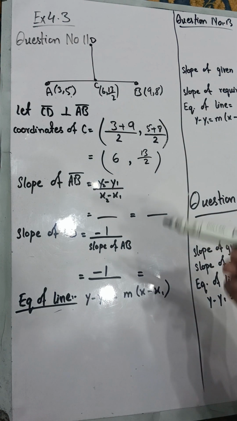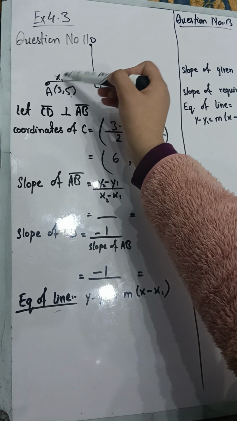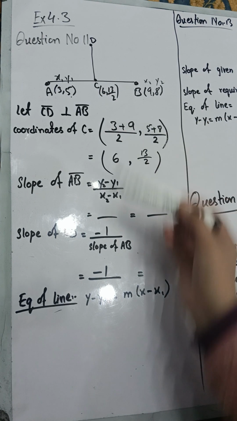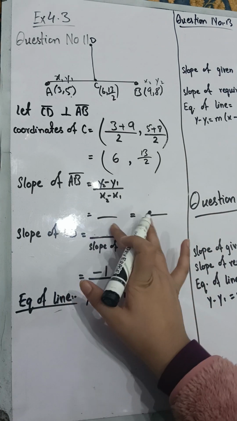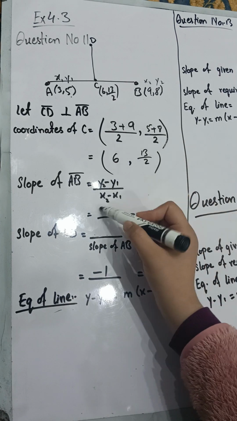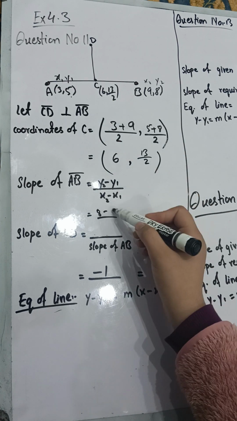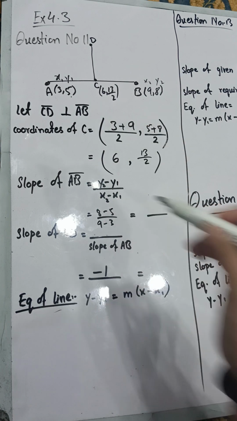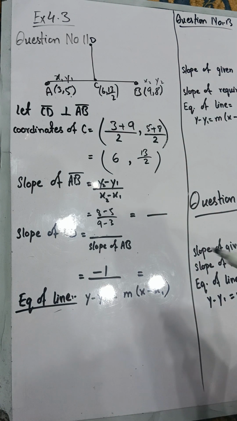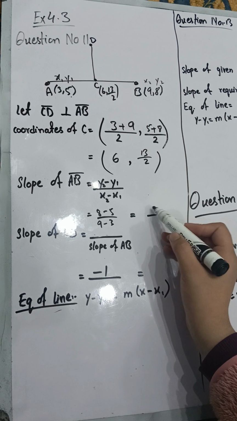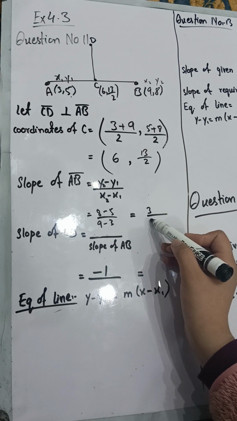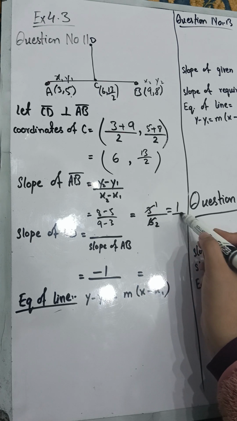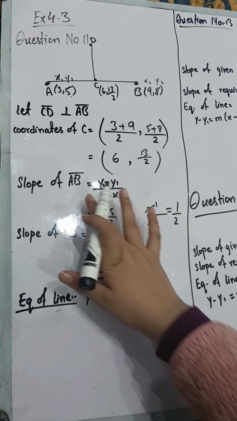So how can you find the value? Let's suppose this is x1, this is y1, this is x2, this is y2. Now put the values: y2 is 8 minus y1 which is 5, over x2 which is 9 minus x1 which is 3. Now subtract all of them to find the answer. 8 minus 5 is equal to 3, and 9 minus 3 is equal to 6. So 3 ones are 3, 3 twos are 6, so the answer is 1 by 2. So 1 by 2 is the slope of AB.